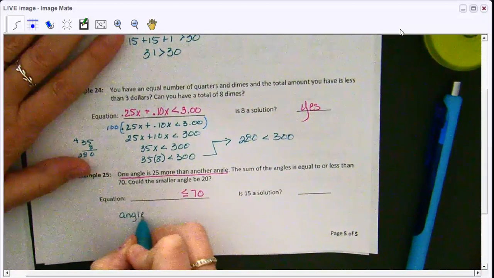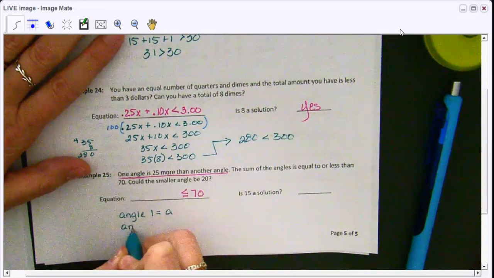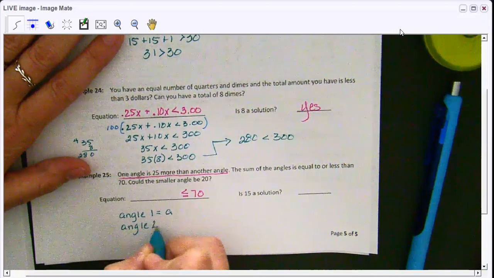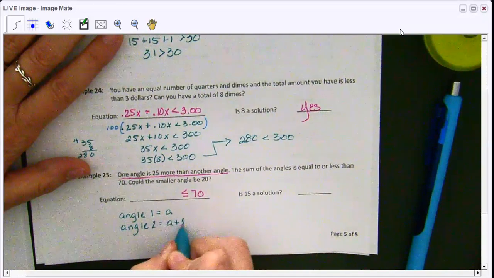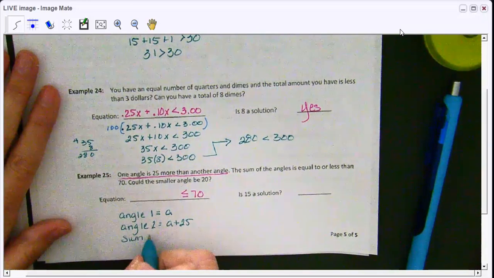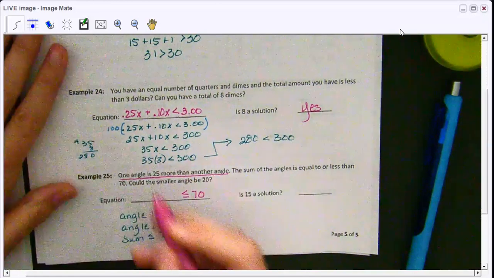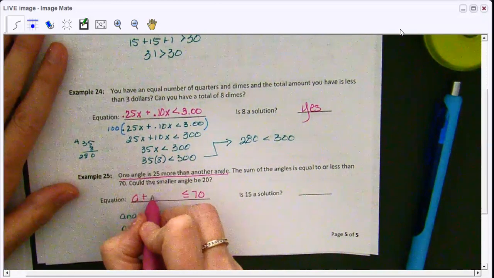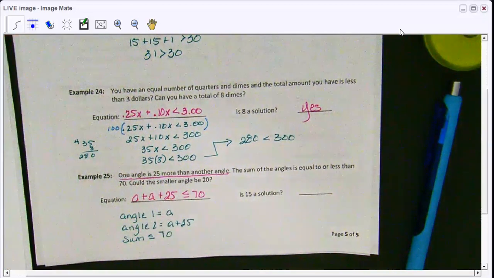Angle 1, I'm just going to name A. Angle 2 is 25 more than this one, so A plus 25. And then their sum is less than or equal to 70. Do you remember this from the previous word problems we had in equations? It's very similar to that. So our expression is A plus A plus 25. If you put 2A plus 25, that's also correct.